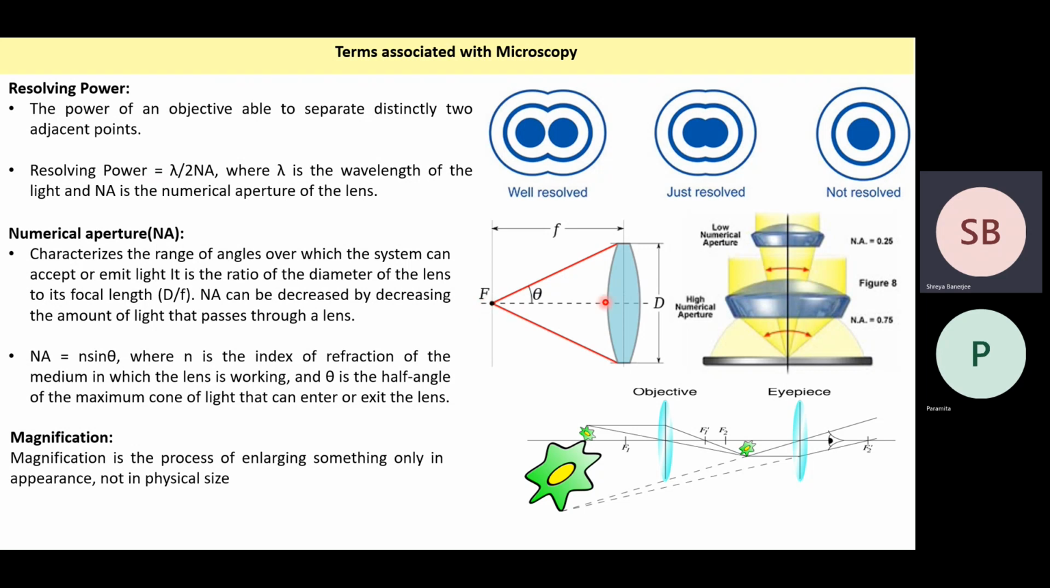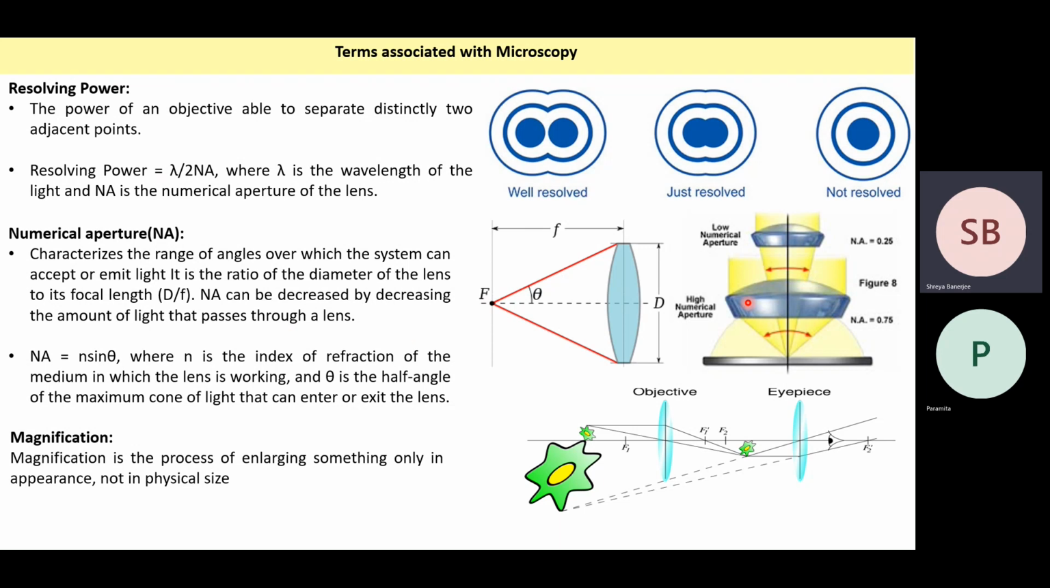And the length from the middle of the lens to the focal point is the focal length, called small f. So to calculate numerical aperture, it is the ratio of d by small f. Numerical aperture can be decreased by decreasing the amount of light that passes through a lens.